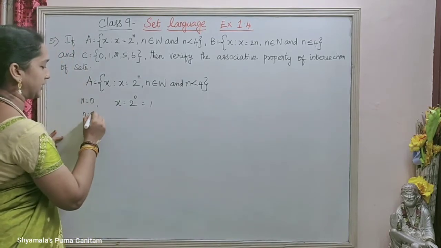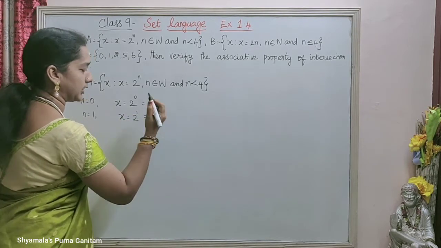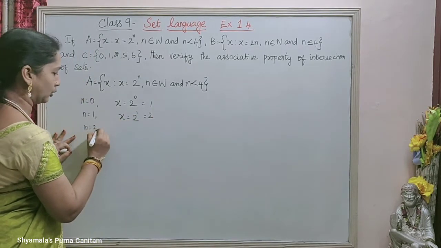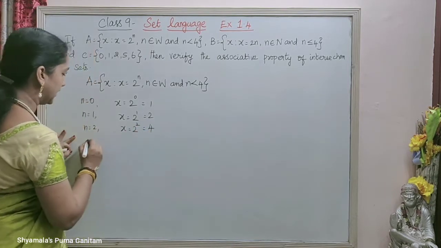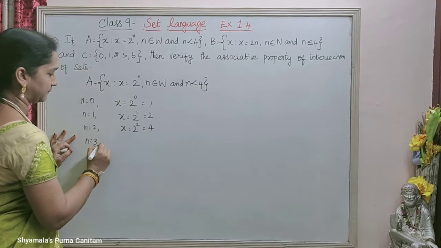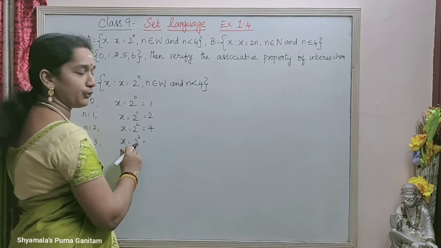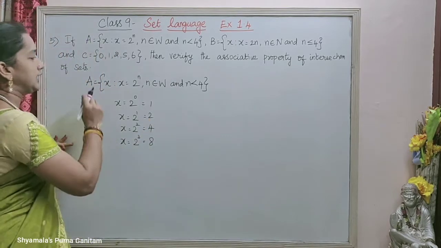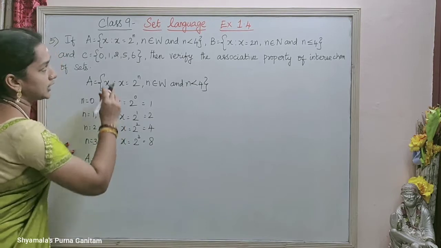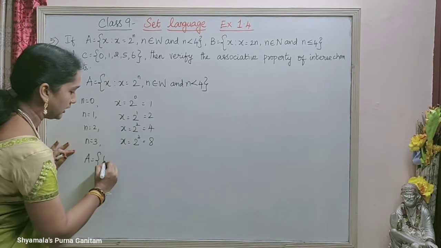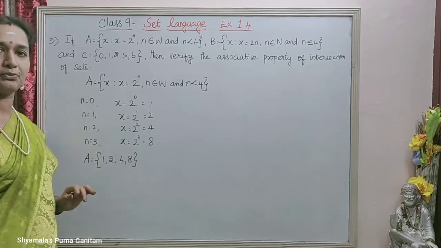So 0 we have taken, and n is equal to 1. So x is equal to 2 power 1, that is equal to 2. Then n is equal to 2, that is x is equal to 2 power 2, that is equal to 4. Then n is equal to 3, so x is equal to 2 power 3. 2 2s are 4, 4 2s are 8. So the elements of A, for the given rule, are A is equal to {1, 2, 4, 8}.